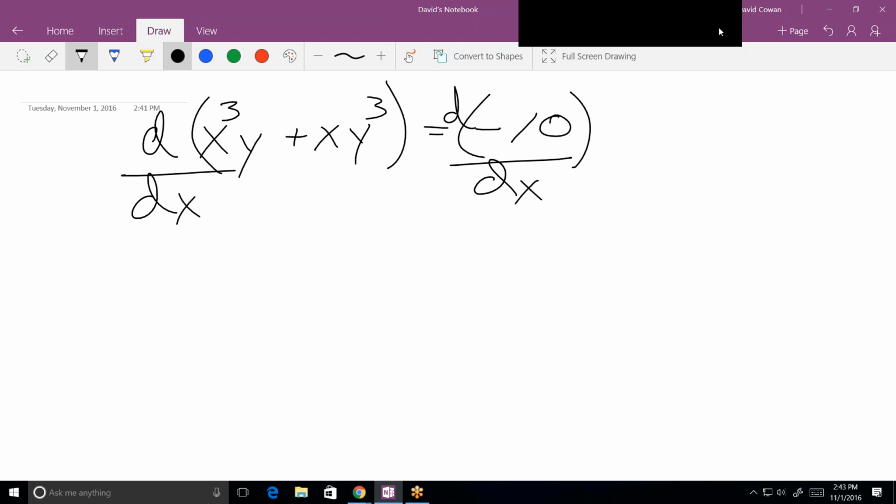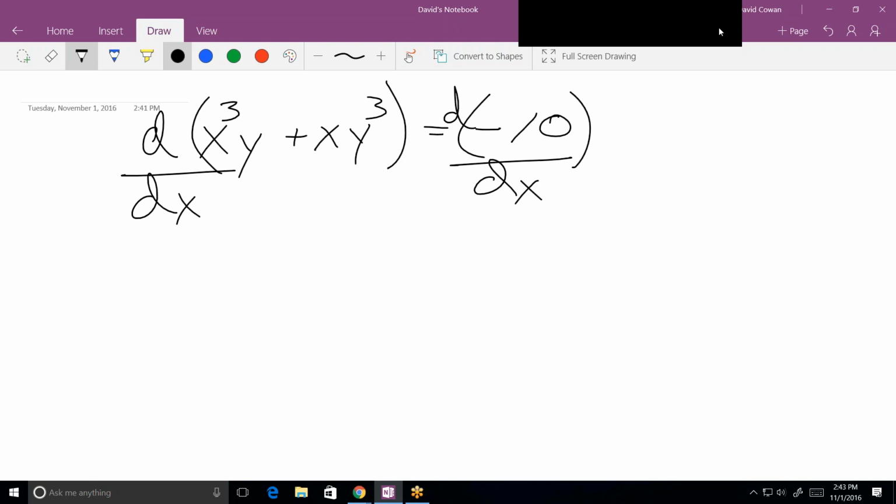Now, here's the key. When I run into an x variable, I can differentiate it explicitly. But if I run into any variable other than x, I have to differentiate it and then follow it with a dy dx. Right. Okay.